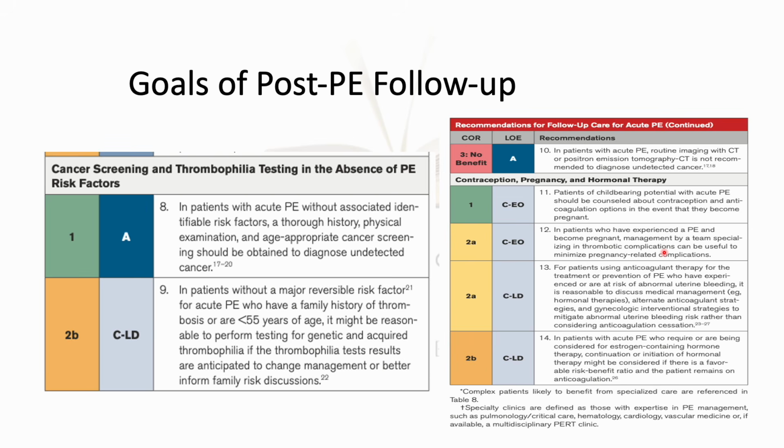And for patients using anticoagulant therapy for treatment or prevention of PE who are at risk of abnormal uterine bleeding, you have to discuss the alternatives to anticoagulation, you have to involve the gynecologist, and that's really important. And for patients who are considering estrogen containing hormone therapy, continuation or initiation of hormone therapy might be considered if there is a favorable risk benefit ratio. Otherwise, you know that this hormonal therapy will increase the risk of recurrent PE. So, this is specific to the female population.